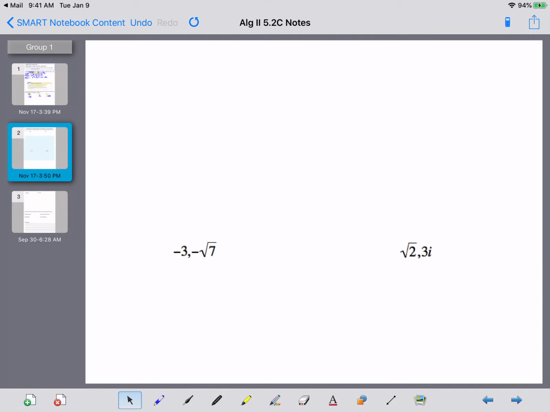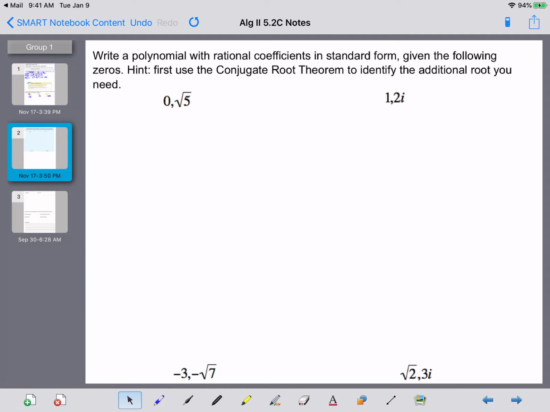All right, so let's try a couple here. It says write a polynomial with rational coefficients in standard form given the following zeros. Hint, first use the conjugate root theorem to identify the additional root that you need. So again, because we have a square root of 5, we know that we also need a -√5. So we're going to take these zeros and use them to write our factors.